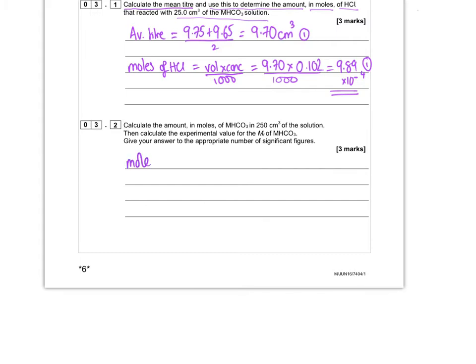So the moles of MHCO3 in 250 centimetres cubed are going to be 9.89 times 10 to the minus 4 times 10. To go between 25 and 250, it's a factor of 10, so I'm going to times this by 10. So I've done that first bit. I then need to calculate the experimental value for the MR of MHCO3 and give my answer to an appropriate number of significant figures.